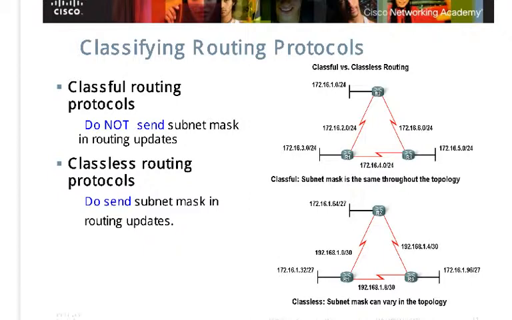For classless routing protocols, they have to exchange the subnet mask. In that case, the IP address of any network does not indicate any class. For example, I can use the same IP address that I used here, 172, but with a different subnet mask because it's classless. So this number does not indicate any class. The routing protocol will have to exchange the IP address and the mask.